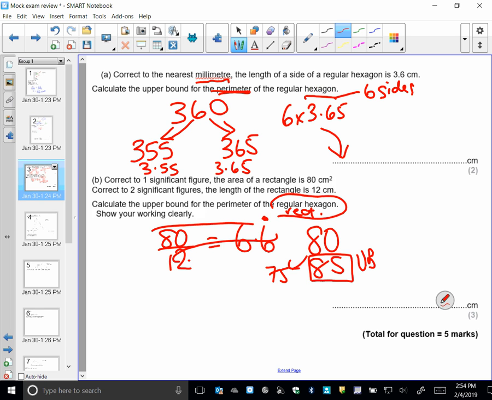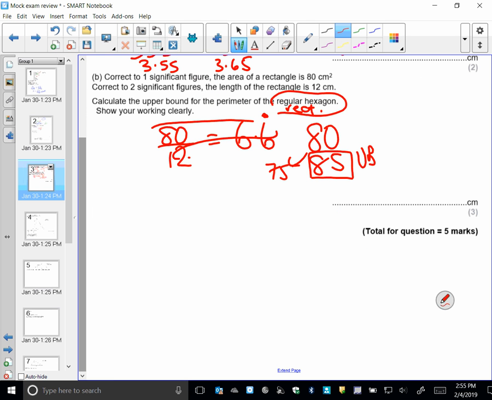So to get the upper bound for the width, we would take the lower bound of the length. Why? Because to get the bigger number, you have to do the big one divided by the small one. Because if you divide by a big number, it's going to be smaller. To find the area, we need base times height. But we have the base, and we need the width, so we do need the width.